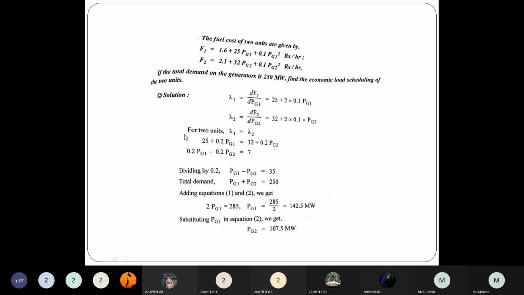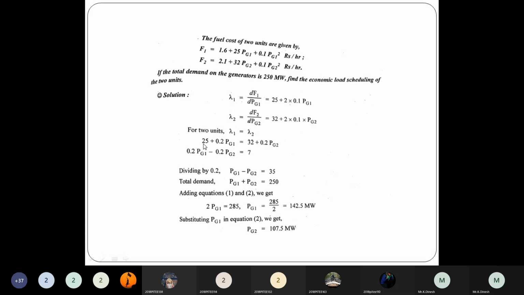Yeah. So I am bringing my Pg2 to the left hand side. Already I am having 0.2 Pg1 positive. So in the right hand side I am having plus 0.2 Pg2. If it is moved to the left hand side, negative sign. So minus 0.2 Pg1, 0.2 Pg2 equal to 7.